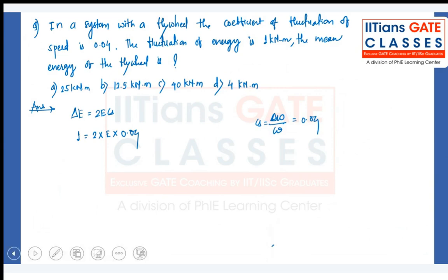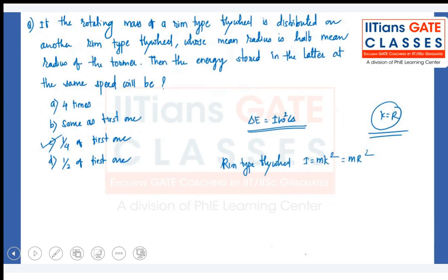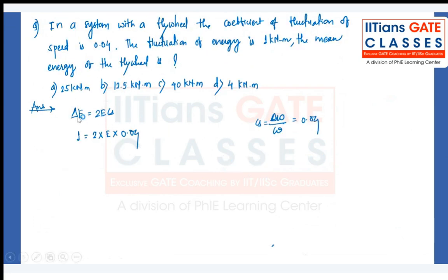There is also a concept called the coefficient of fluctuation of energy, that is delta E by E. So remember, whenever the coefficient of fluctuation of energy is given, that is delta E by E, and whenever the coefficient of fluctuation of speed is given, that is delta omega by omega. Here they have mentioned just the fluctuation of energy, not the coefficient of fluctuation of energy, so we considered only delta E, and delta E is equal to 1.